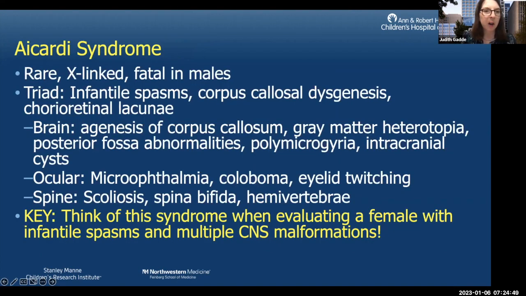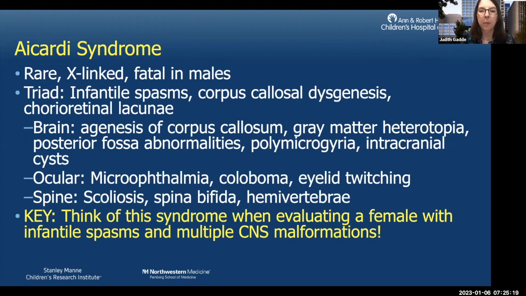Then we have Aicardi syndrome. This is reported to be rare, but I've already seen several cases in my practice. One important thing to note about Aicardi syndrome is it is X-linked. So you're typically only going to see this in females because in males it's fatal. And the classic triad that they're reported to have are infantile spasms. So if you have a patient who is being imaged for infantile spasms and they're female, this is something to consider.